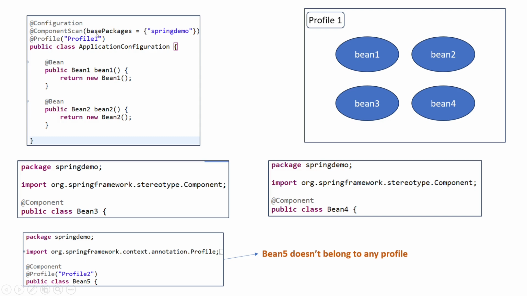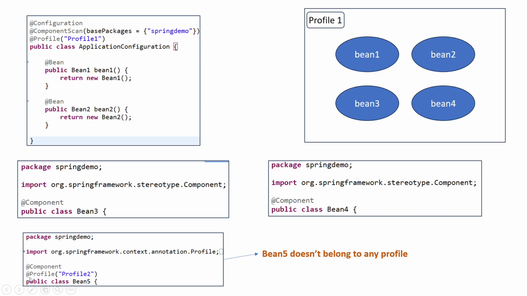So that's why, when you use component scan with profile, be careful in your project: all the components which are being scanned by this component scan will become part of this particular profile only. So be careful while doing that. So all these 4 beans, bean 1, bean 2, bean 3, bean 4, will become part of profile 1. Let's say in the same package Spring demo, I have created another class called bean 5. If I don't annotate it with @Profile, then it will also become part of profile 1.